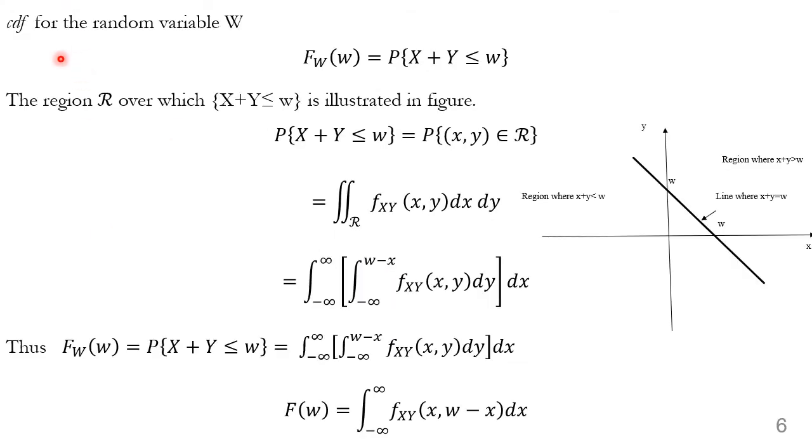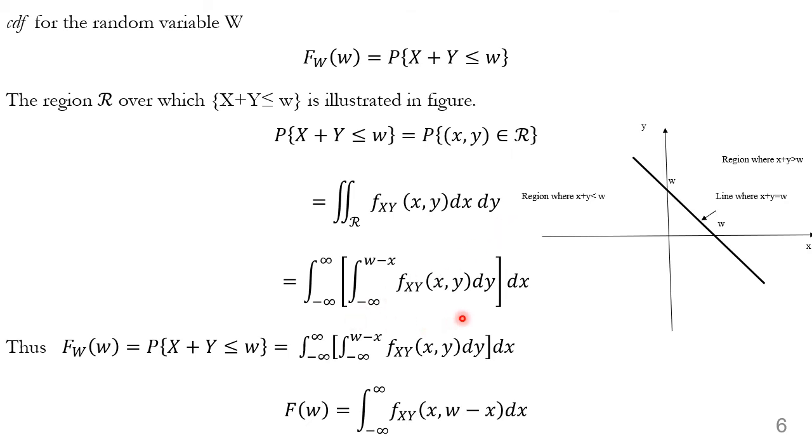Let us now compute the cumulative distribution function for the random variable W. F_W(w) is the probability of X plus Y less than or equal to w. Let us consider a region where X plus Y is less than or equal to w, as illustrated in this figure, and the probability of X plus Y less than or equal to w is the probability of (X, Y) belonging to that region R. That is the double integral of f_XY, that is the PDF, with respect to x and y. We need to integrate with respect to x and y.